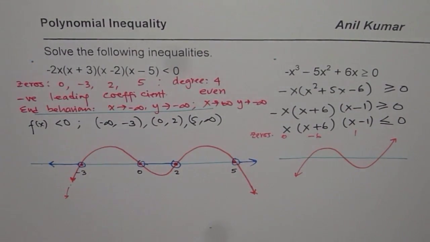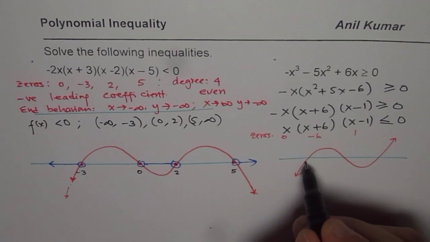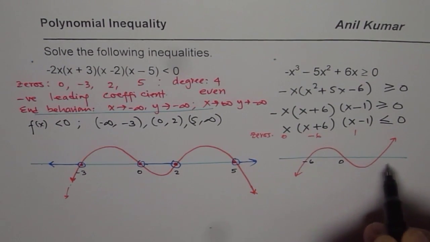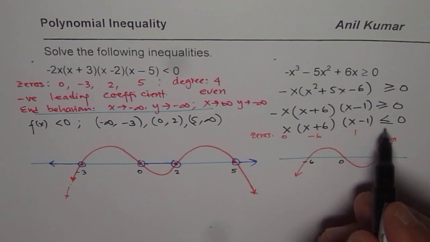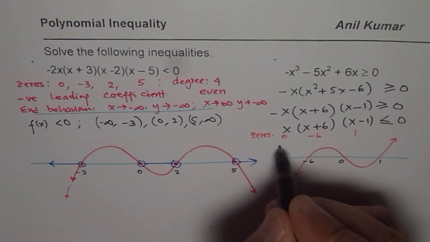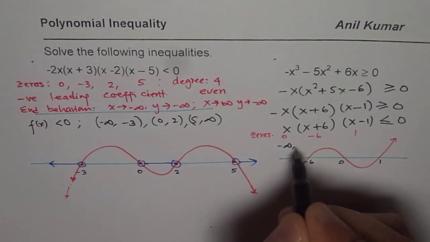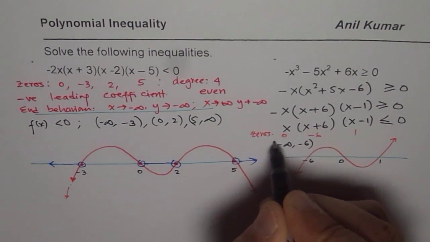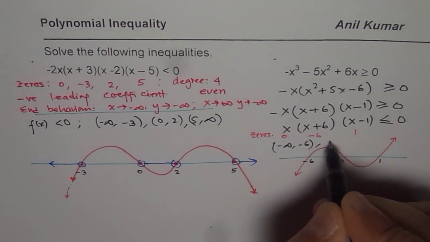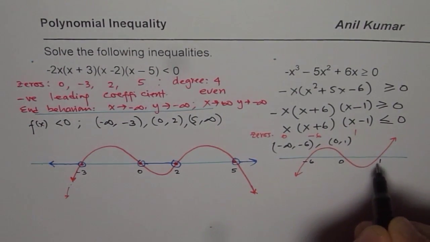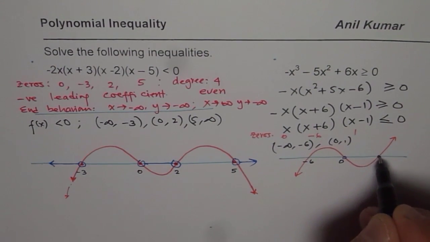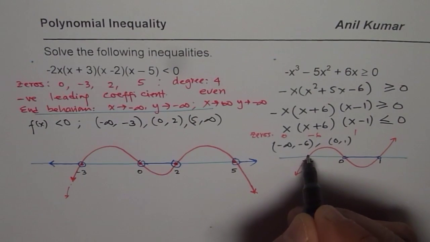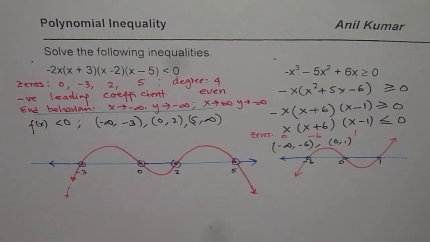So we can write down our zeros in order. So this is at -6, then we have at 0, and then we have 1. And clearly from here you can see that the graph is less than 0 between -infinity to -6, right? And then between 0 to 1. And that is all, right? So this is our solution set between these 2 points and then beyond this. So that's one way of doing it.